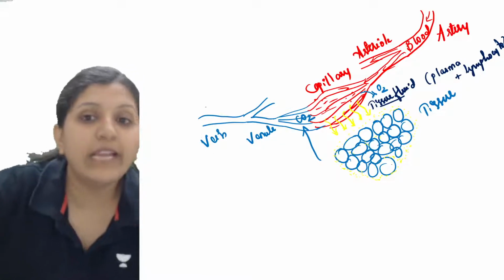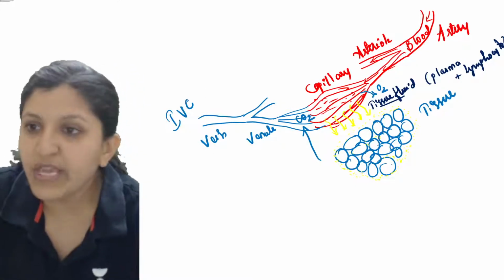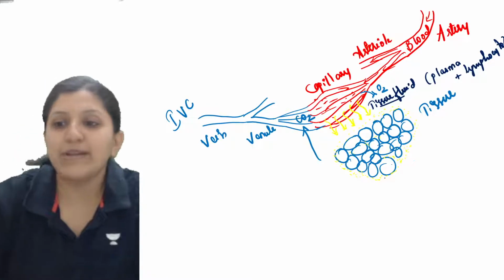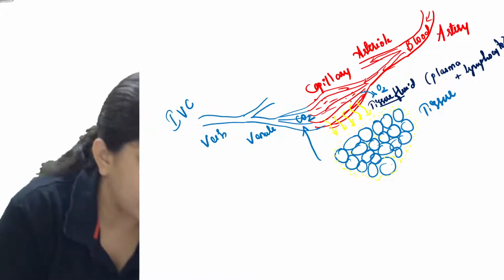Okay, so where is it going to join? Inferior vena cava of the heart. So now before that happens, there is one more vessel here, that is a lymphatic vessel.